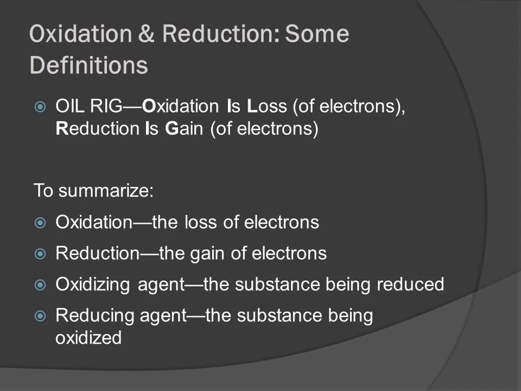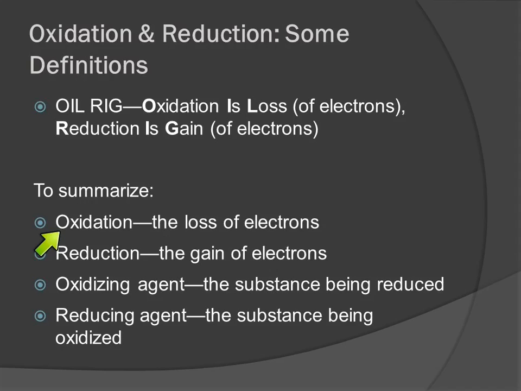So here's a summary. This can help in remembering which is which. OIL RIG. So this is an acronym. Oxidation is loss of electrons. Reduction is gain of electrons. And I say that to myself a lot when I'm trying to remember which is which, because I don't deal with oxidation and reduction on a daily basis, and so I tend to just kind of forget a little bit. I say OIL RIG. Oxidation is loss of electrons. Reduction is gain of electrons.